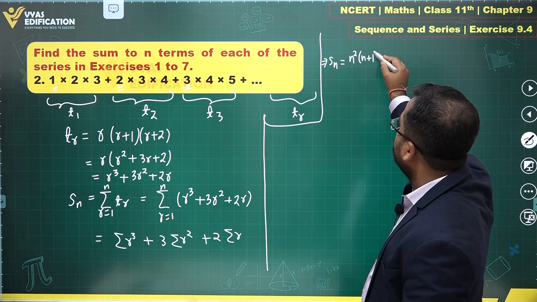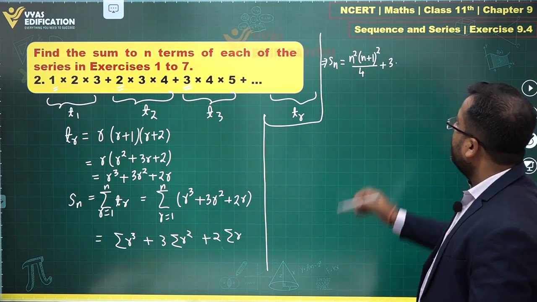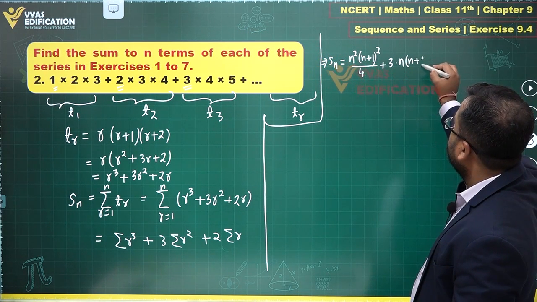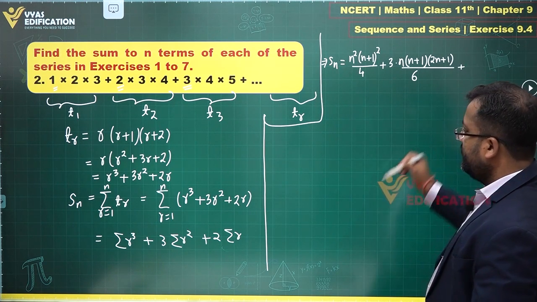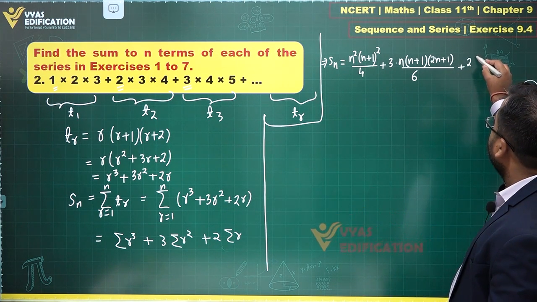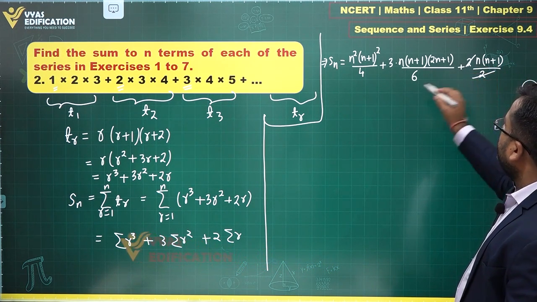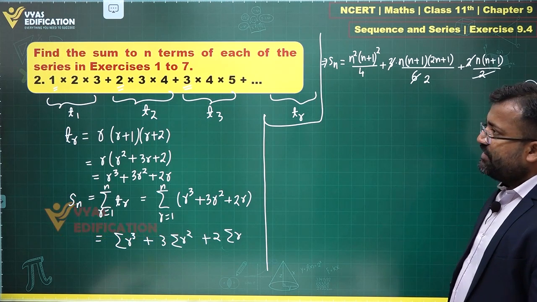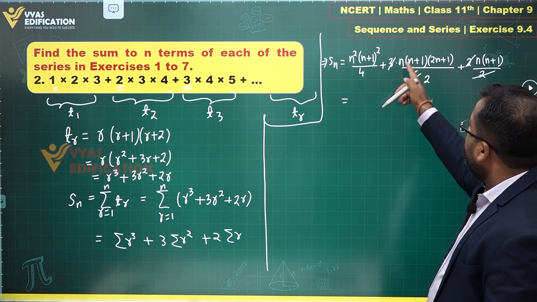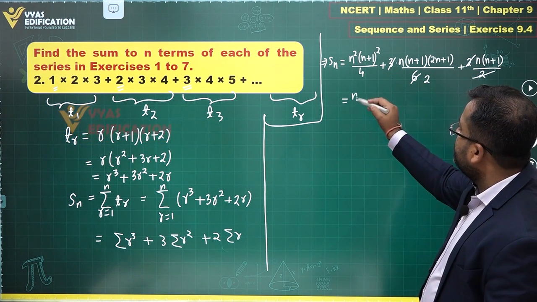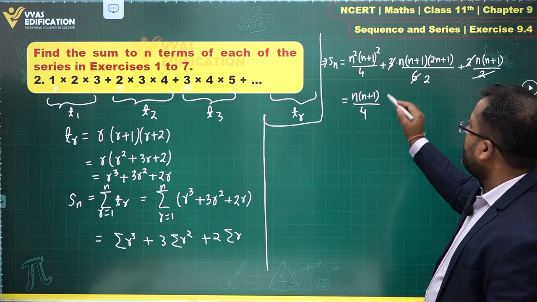What next? Sn will be equal to sigma R cube, that is n square (n plus 1) square upon 4, plus 3 times sigma R square, n(n plus 1)(2n plus 1) over 6, plus 2 times n(n plus 1) by 2. You see 2 goes with 2, 3 goes here and this becomes 2. So in the numerator take the HCF, n plus 1 comes out common. In the denominator take the LCM, which is 4, comes out common.